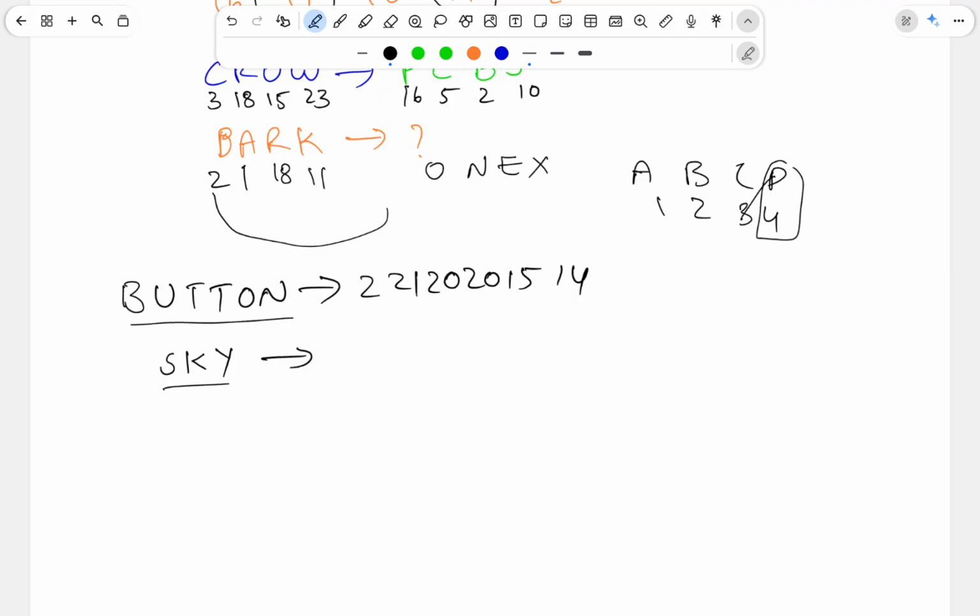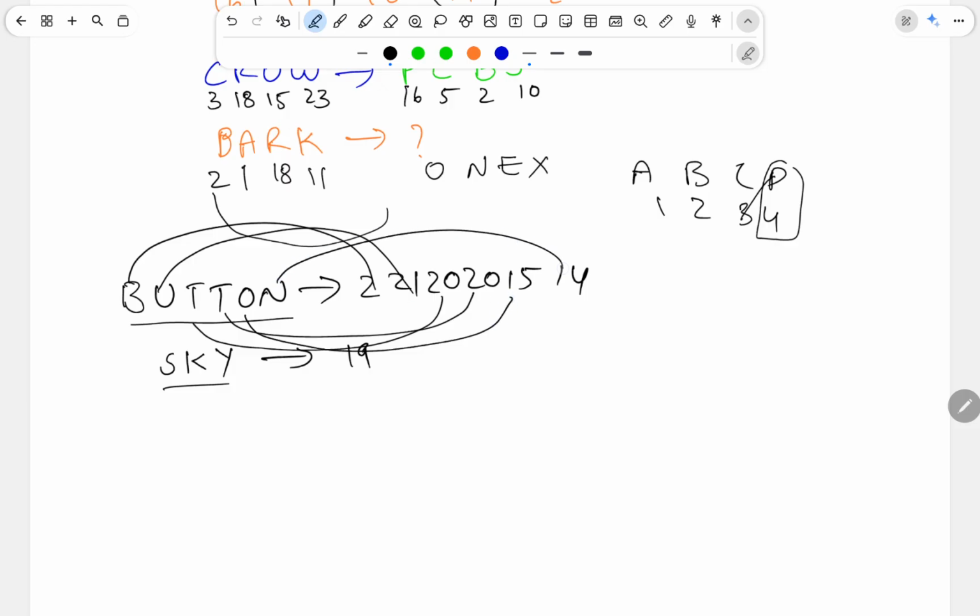Now, S is what? 19. First of all, B is 2, U is 21, T is 20, T is 20, O is the 15th alphabet and N is the 14th alphabet. So sky is 19, K is 11 and Y is 25. That's it. We got the answer.